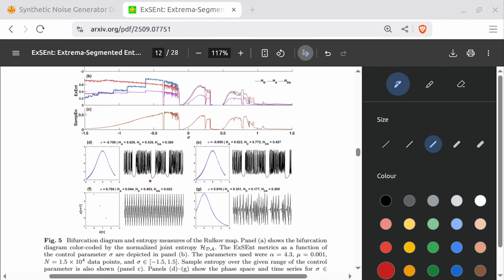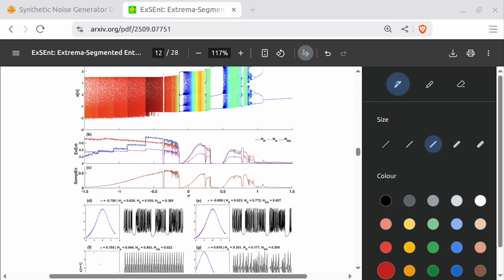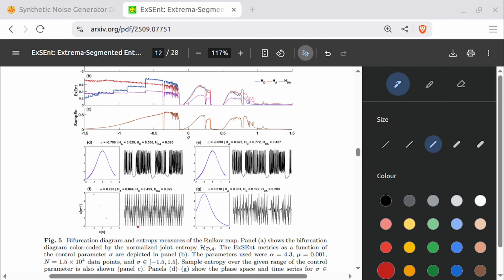Panels F and G are similar to D and E, but for different sigma settings, showing how the system changes when you turn the knob to a new position. These waveforms are not directly representing biomedical data like EEGs or ECGs. Instead, they are visual representations of the Rössler map's output, which is a mathematical model.